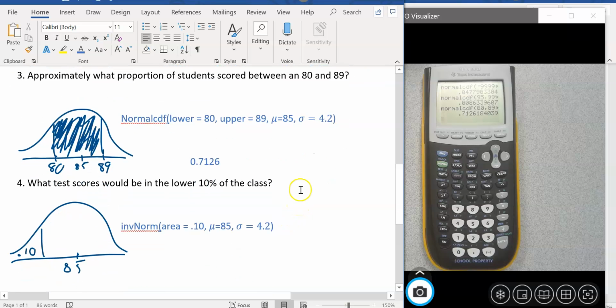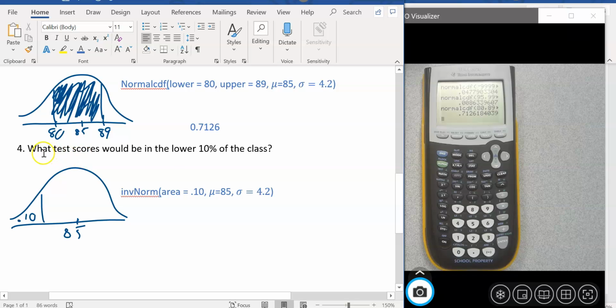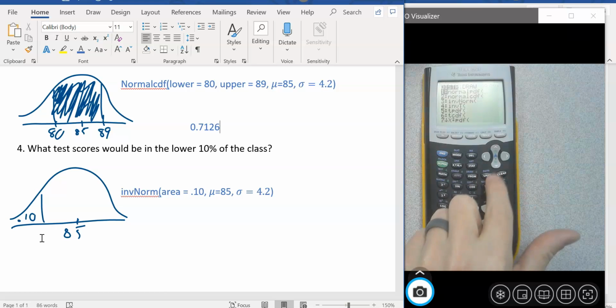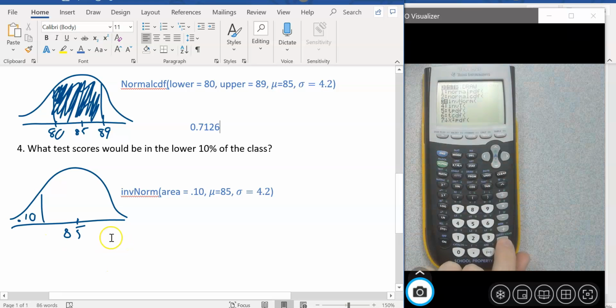And then the last type of problem is an inverse norm. They said what test scores would be in the lower 10% of the class. So typically we draw our picture. We have 0.10 down here. We have to find the z-score in table A that goes with 0.10. Then we can use our z-score formula and use algebra to figure out what the value of interest, x, is. On the calculator, we can just go right to second distributions and go down to inverse norm.